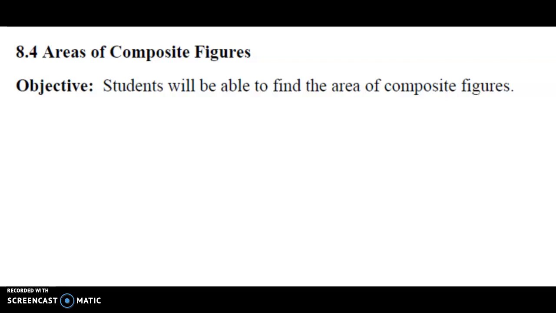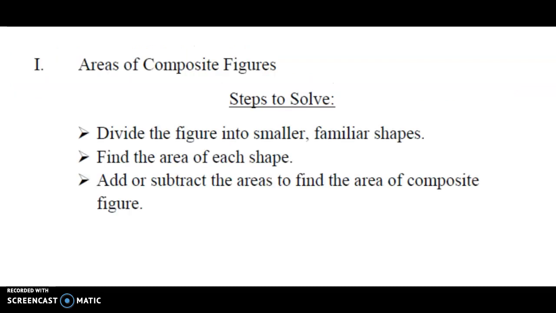Today we're going to do 8.4, areas of composite figures. To find areas of composite figures, first you're going to divide the figure into smaller familiar shapes. You're going to look for those circles, squares, rectangles, triangles, and parallelograms in the shape and divide them into those shapes. Then you're going to find the area of each individual shape. You're going to do that by using the formula sheet that I've provided.